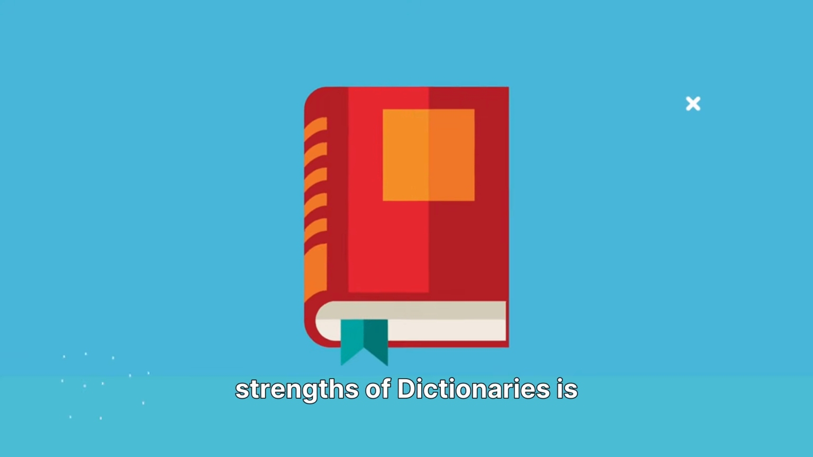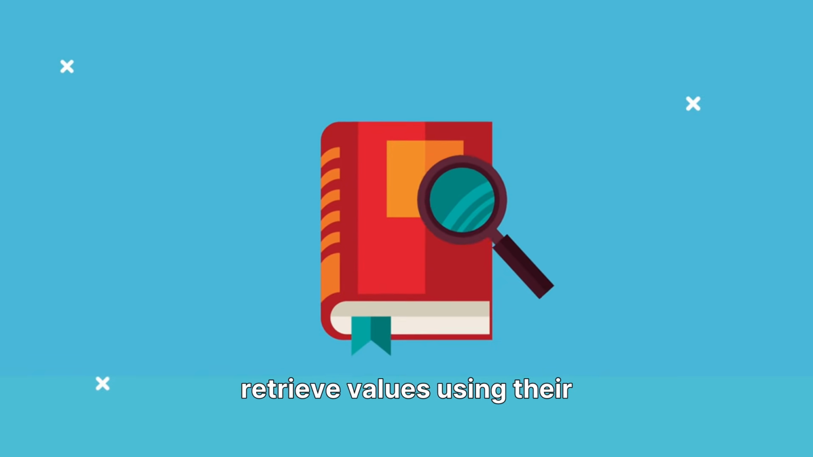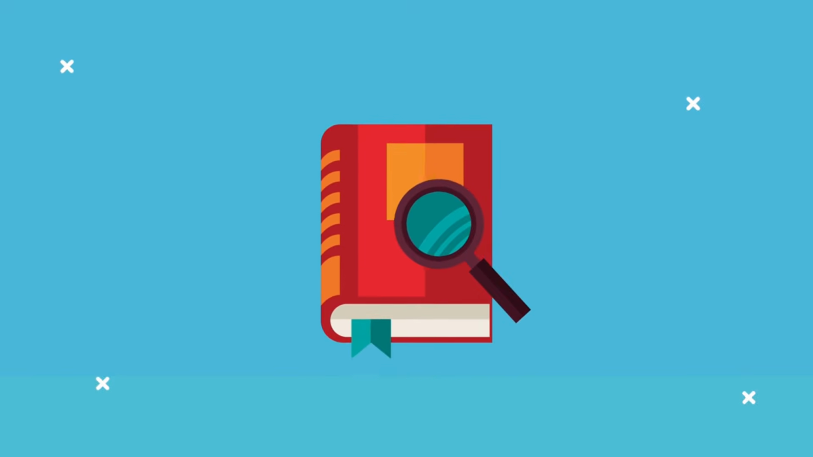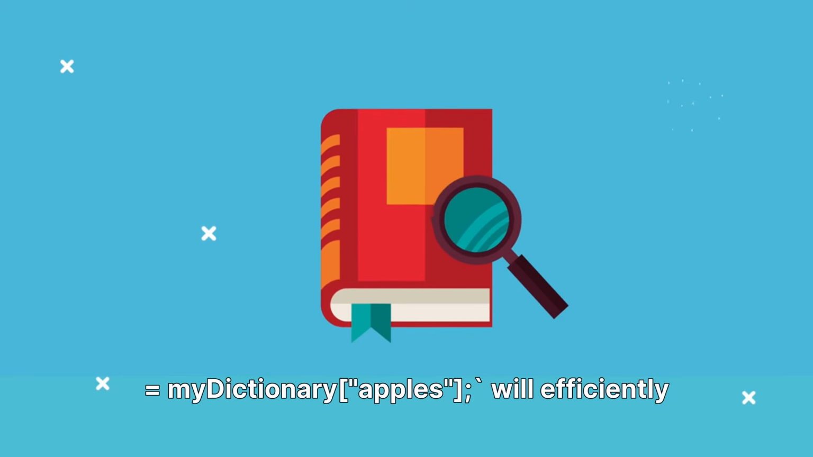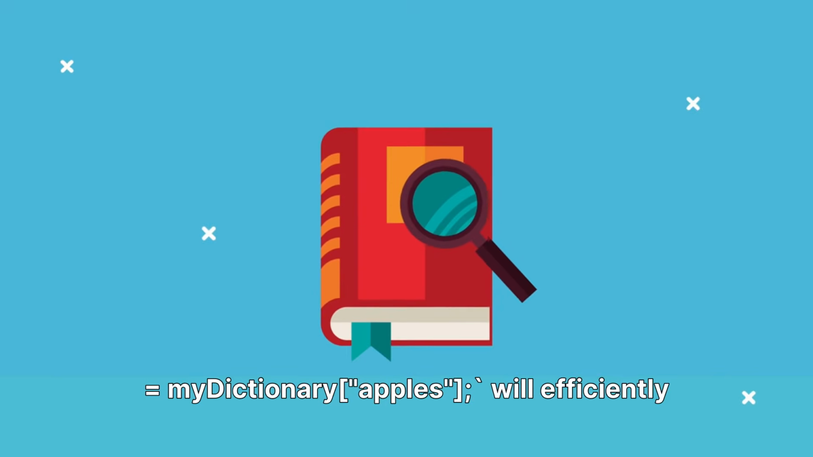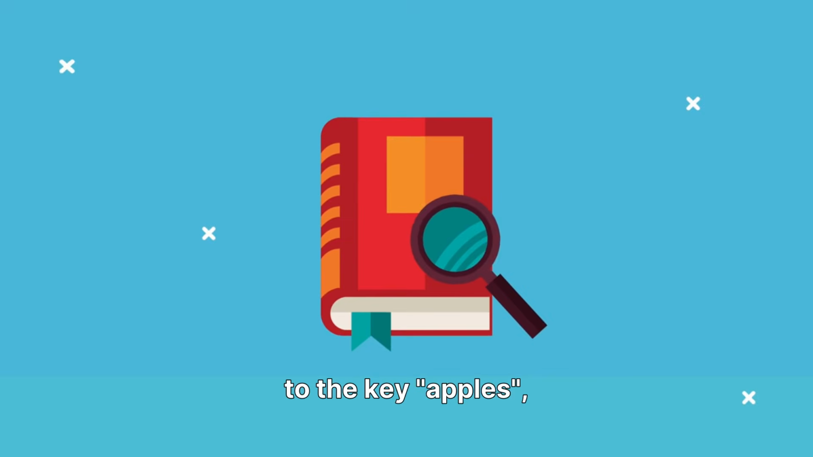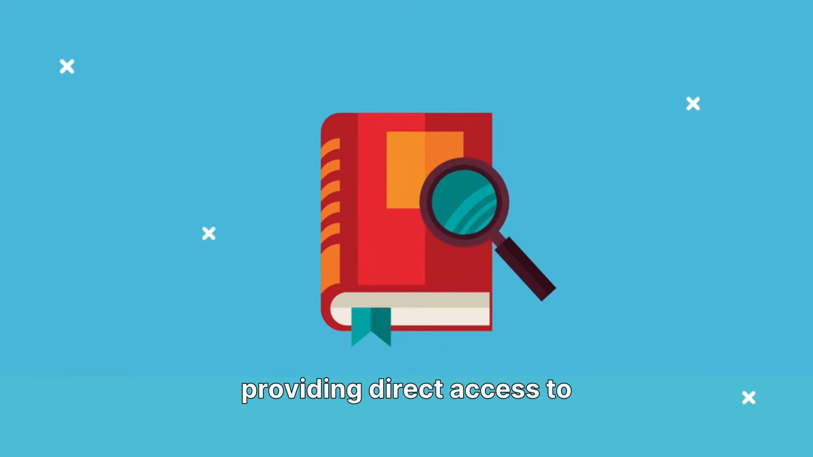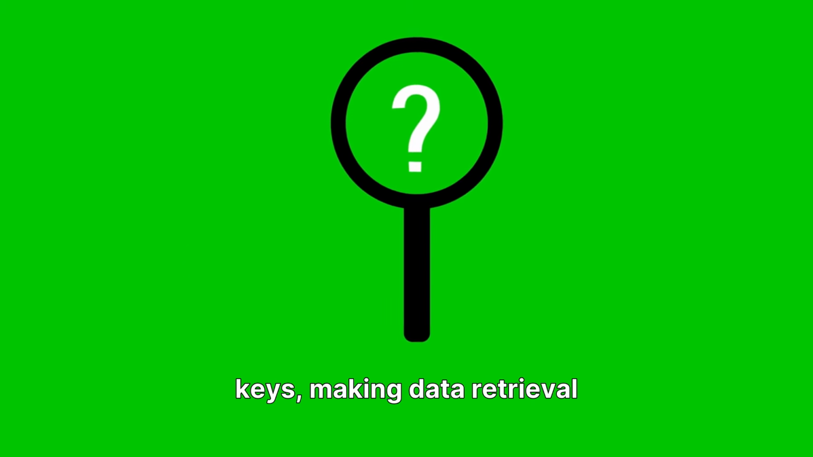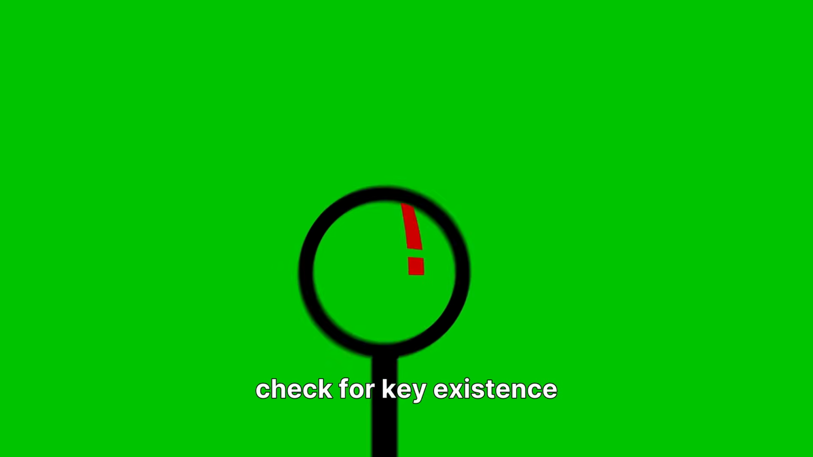One of the primary strengths of dictionaries is their ability to quickly retrieve values using their associated keys. For example, int appleCount = myDictionary["apples"] will efficiently fetch the integer value 5 that is mapped to the key "apples", providing direct access to the data you need. Dictionaries are highly optimized for extremely fast lookups based on their unique keys, making data retrieval very efficient. However, it's crucial to remember that attempting to access a value using a key that does not exist in the dictionary will result in a runtime error, so it's good practice to check for key existence first.